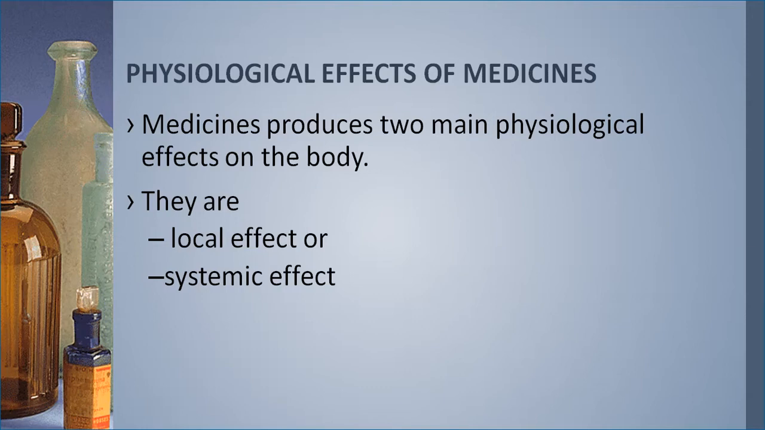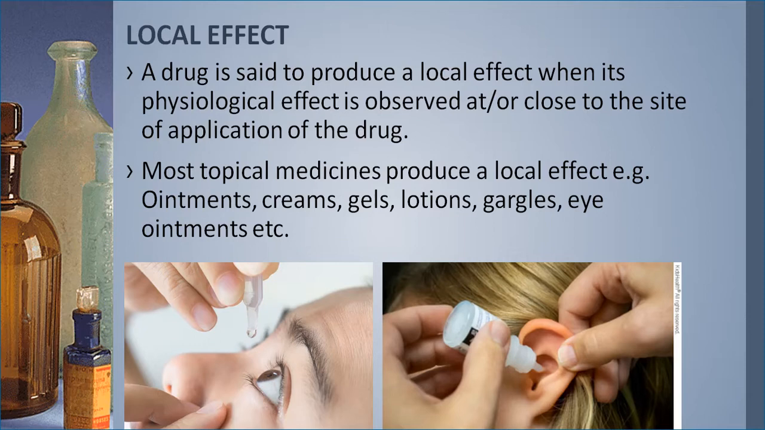So a local effect of a drug is said to be produced when the effect of the medicine is observed at or close to the site of application of the drug. When a medicine is producing a local effect, where the medicine was applied, or close to where the medicine is applied, that is the only place we see the effects of the medicine. So I have shown some pictures and I'll be showing you more.